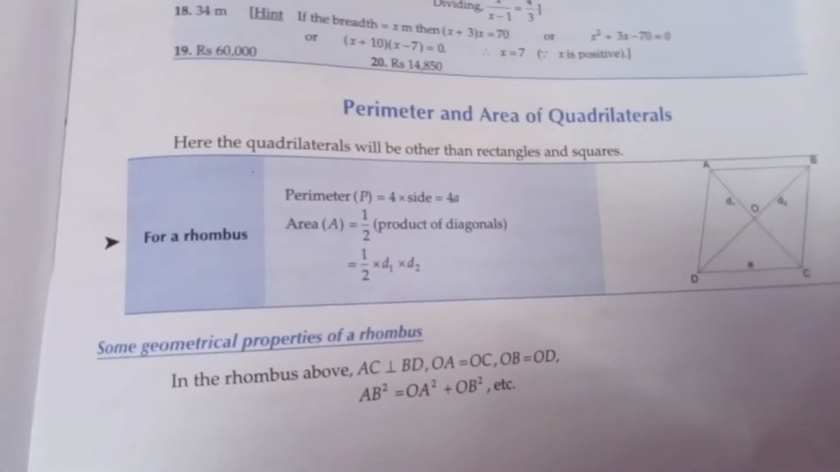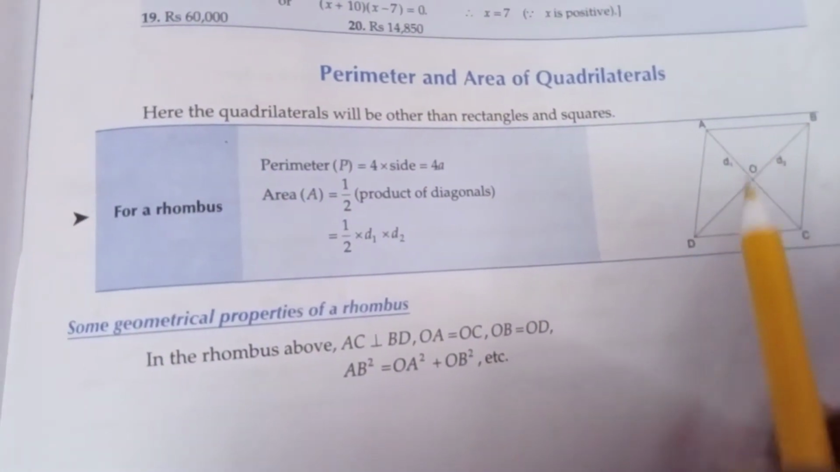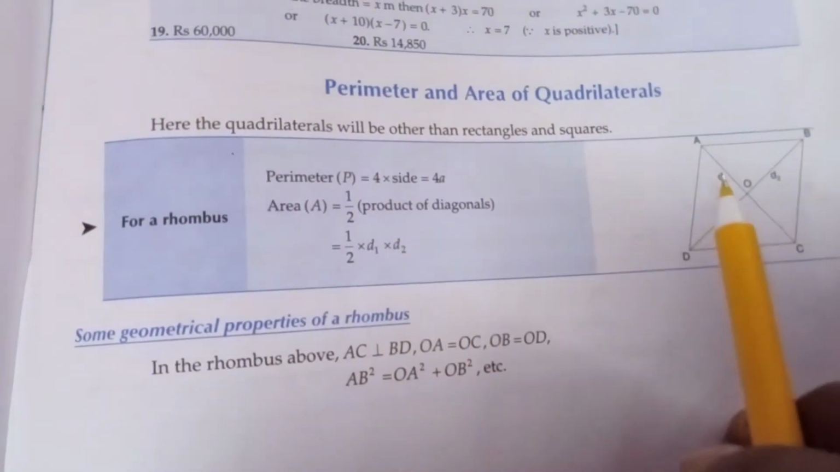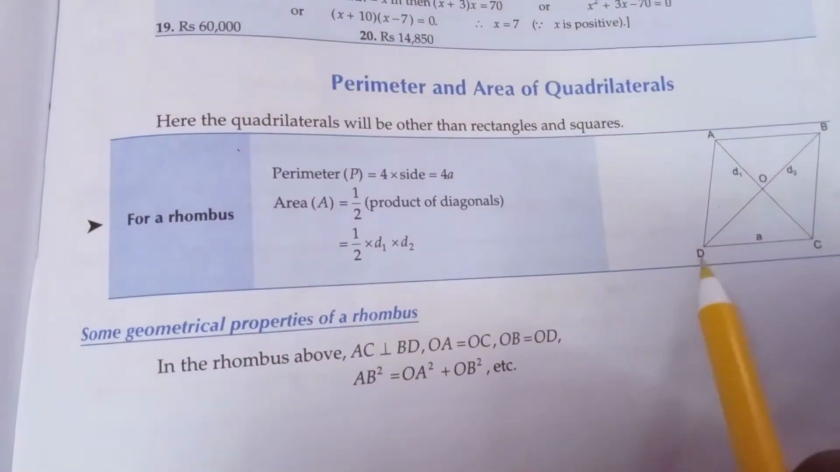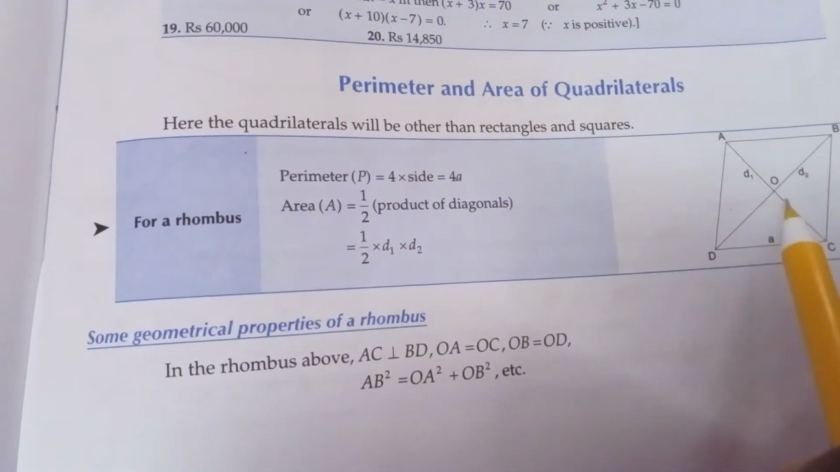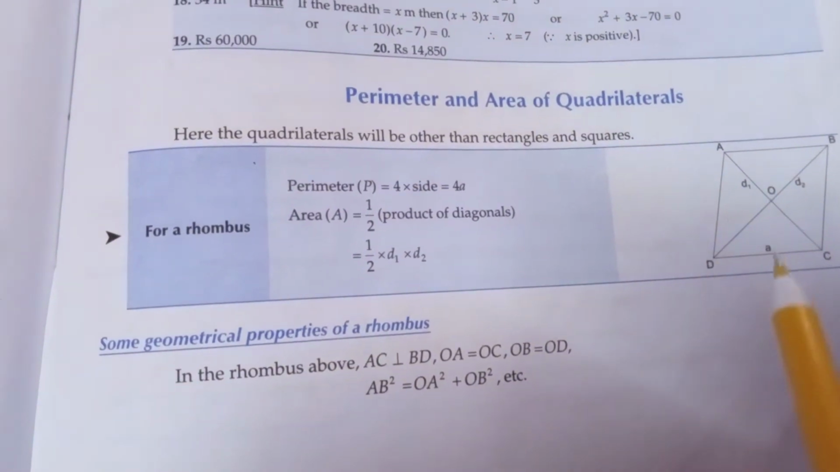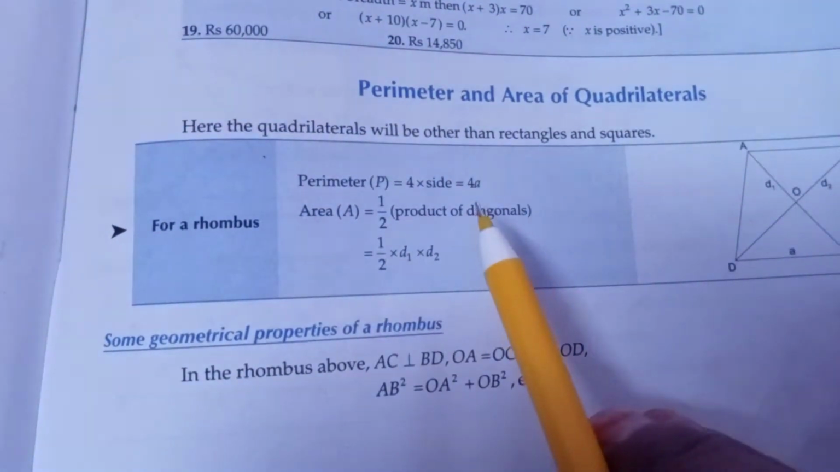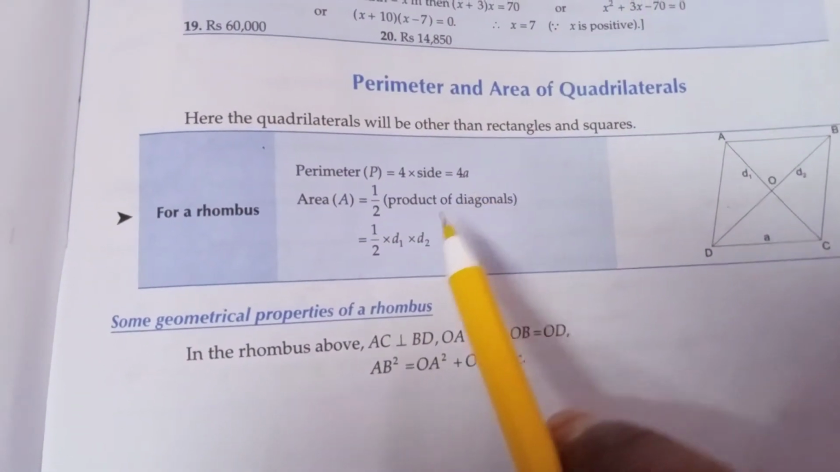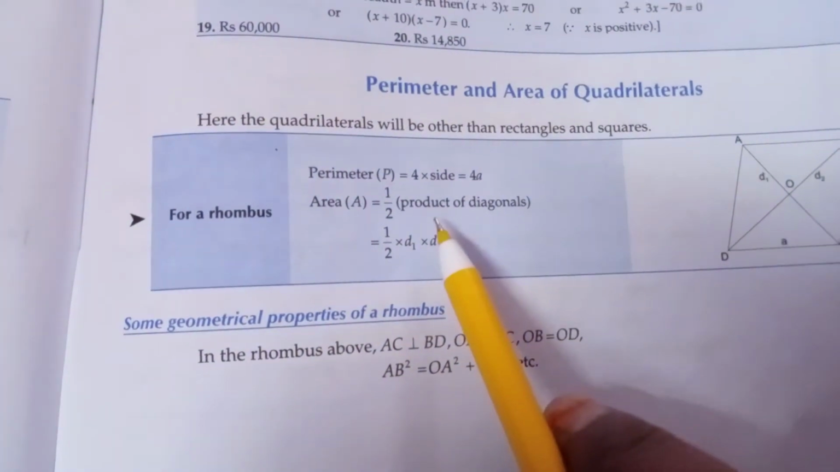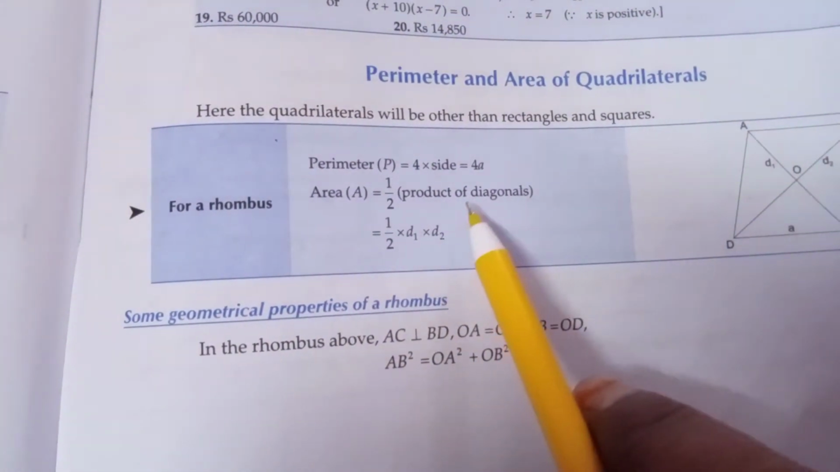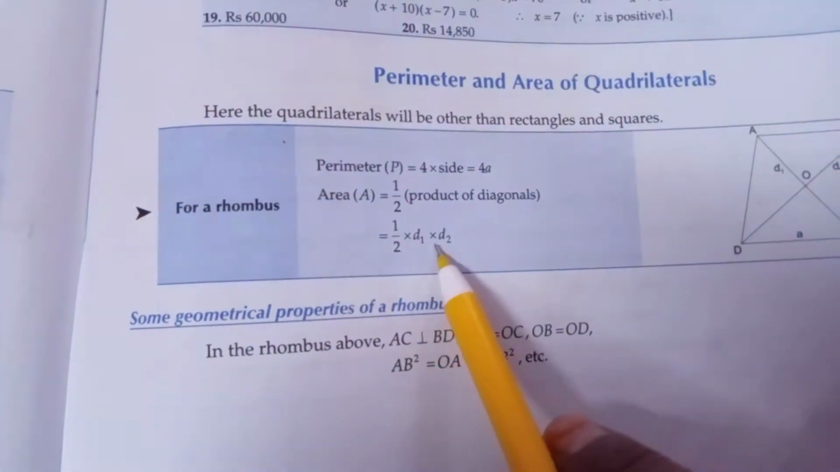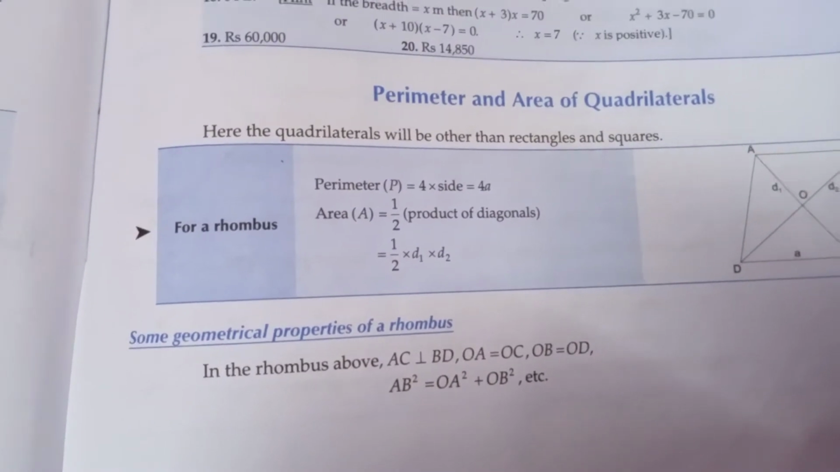So what are the properties of rhombus? In rhombus, the opposite sides are equal and parallel. These are the two diagonals, diagonal 1 and diagonal 2, and both the diagonals are intersecting at point O. In rhombus, all four sides are equal. So if we have to find the perimeter, the formula is 4 into side. And the formula for the area of a rhombus is half the product of diagonals. If we denote the diagonals by d1 and d2, then area is half into d1 into d2. Clear?